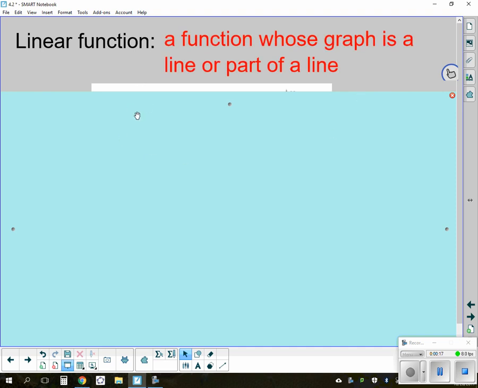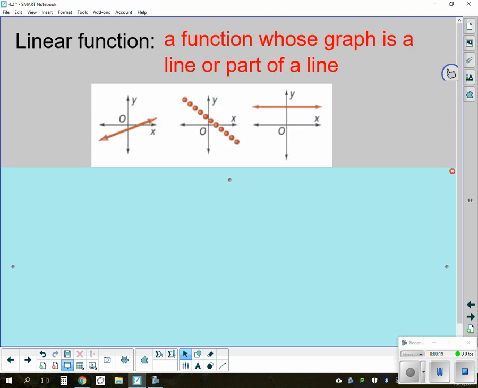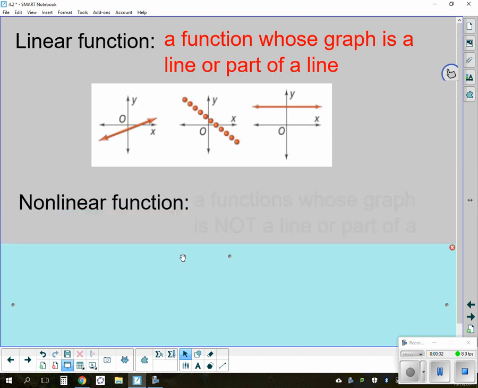There we go. So we have a full line here, we have a full line here, and this one's just part of it. So you can see that the points are all lining up into a straight line. Then what do you think nonlinear means?